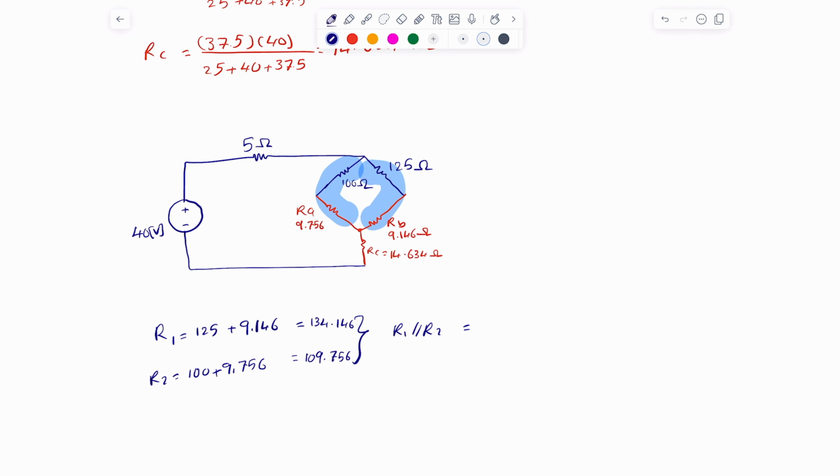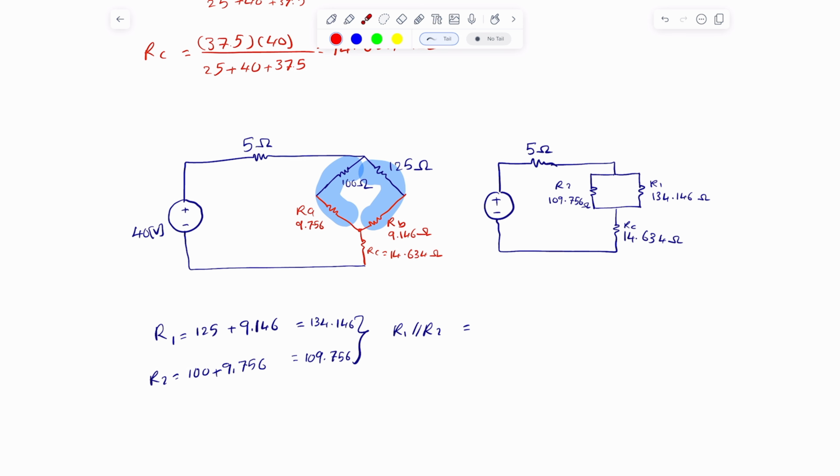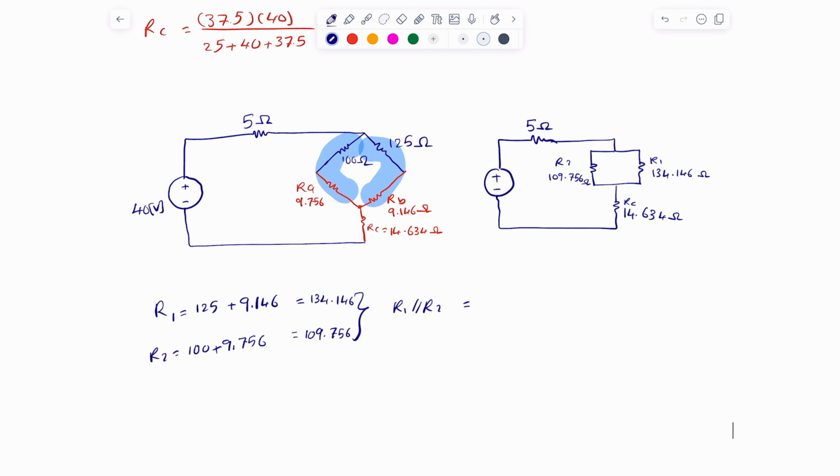Okay, so we got these values. Of course, I can redraw the circuit, or let me just redraw it for you. It's just simpler, so that you can see it. So here's the circuit redrawn. You should be able to see that these two are in parallel, and then the result will be in series with the RC and the 5 ohms. So we can do all of these in one shot. For example, we can just say R1 and R2 in parallel. Let me compute this.